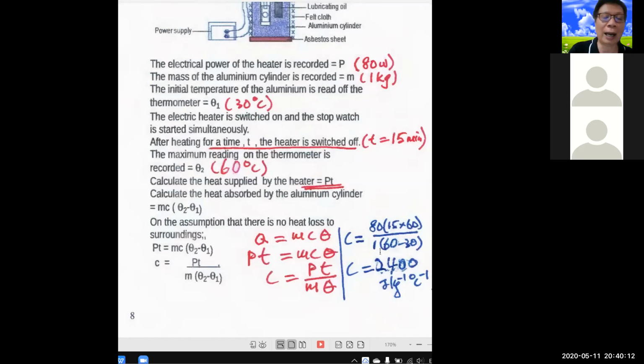Okay, I'll say it again. The answer we obtained from the experiment for the specific heat capacity of aluminum is 2,400. This answer is not accurate, but it must be larger than the standard value of the specific heat capacity of aluminum. Why must the answer be larger? Can anyone explain? Very important, you must know this. Your answer must be larger than the standard value. Cannot be the same. Must be larger. Why?